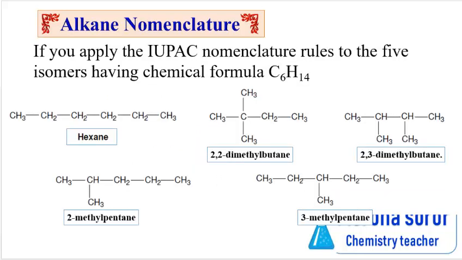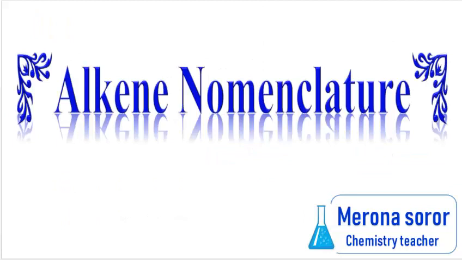As an example, if you apply the IUPAC nomenclature rule to the 5 isomers having a chemical formula C6H14: hexane, 2,2-dimethylbutane, 2,3-dimethylbutane, 2-methylbutane, 3-methylbutane. Alkene nomenclature.